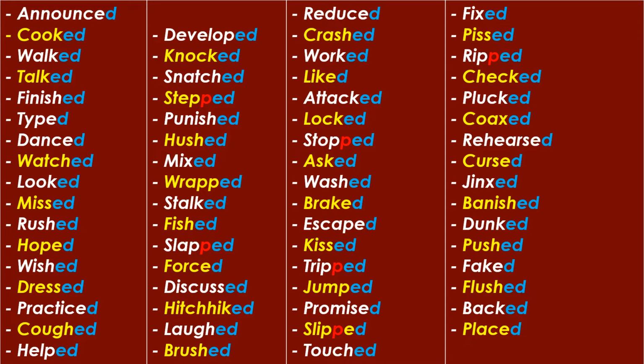I've actually prepared this list of regular verbs ending in ed, which is pronounced as a t sound. And actually there are a lot of verbs. There are a lot of them. So for example, announced, cooked, walked, talked, finished, typed, danced, watched, looked, missed, rushed, hoped, wished, traced, practiced, coughed, helped.